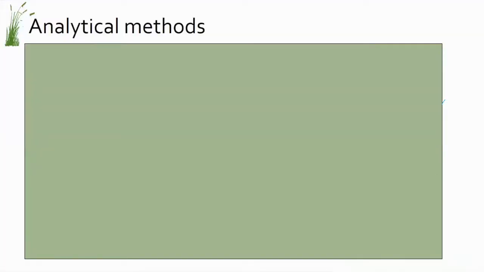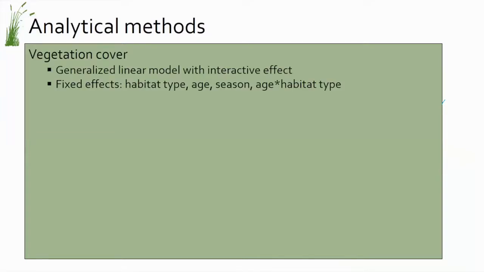So to answer some of these questions about vegetation cover and density, for the cover, we used a generalized linear model with an interactive effect. In this case, we included the habitat type, the age, so this is the number of years since the disturbance occurred within that habitat type. So for the natural overwashes, that would have been 2012 when it first occurred, but the restoration areas were younger, so they were only completed in 2015. And then we included the season, either spring or fall.